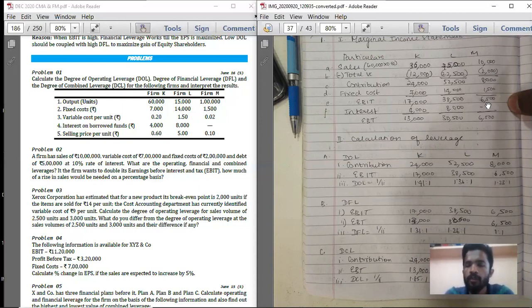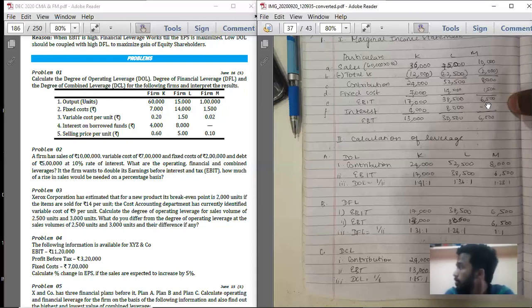What is the EBT we have found? 13,000, 30,500 and 6,500. So copy it. For K it is 13,000, for L 30,500, and for M it is 6,500 because there is no interest on borrowed funds. Same 6,500. Below that, small Roman number 3.